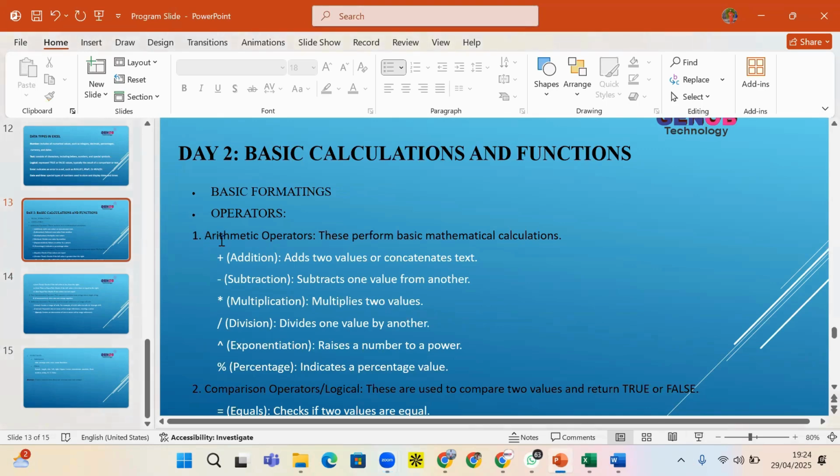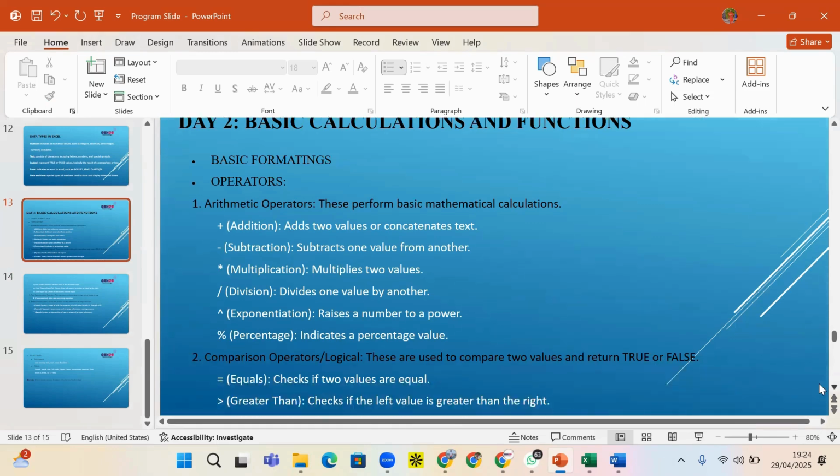So we have arithmetic operators. These perform basic mathematical calculations. They include addition, subtraction, multiplication, division, exponent, percentage. Then we also have comparison operators or logical operators. These are used to compare two values and return true or false, depending on the result.